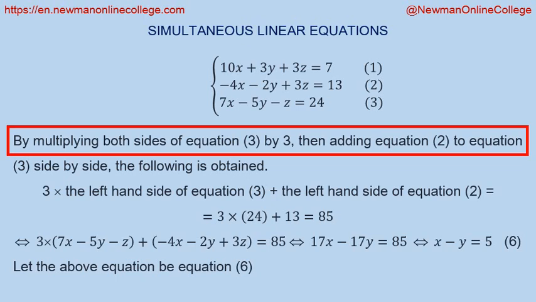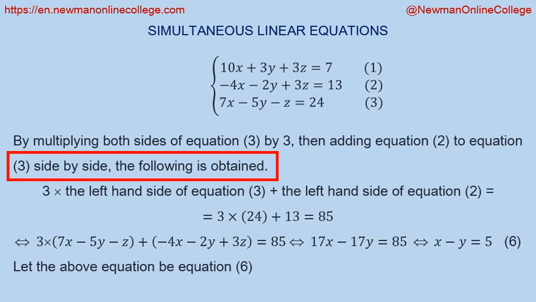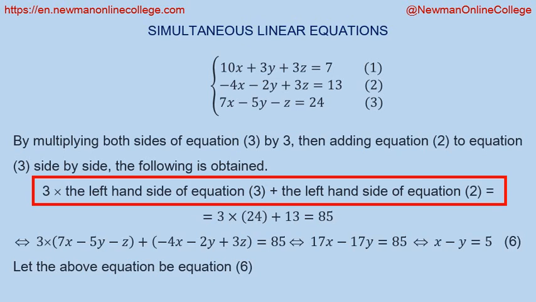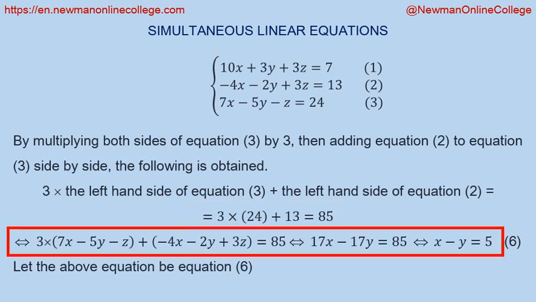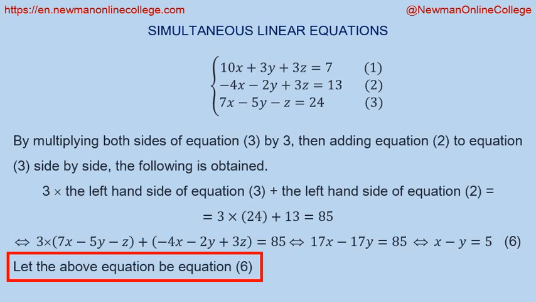By multiplying both sides of equation 3 by 3, then adding equation 2 to equation 3 side by side, the following is obtained. 3 times the left-hand side of equation 3 plus the left-hand side of equation 2 equals 3 times 24 plus 13 equals 85, which is equivalent to 3 times open bracket 7x minus 5y minus z close bracket plus open bracket negative 4x minus 2y plus 3z close bracket equals 85, which is equivalent to 17x minus 17y equals 85, which is equivalent to x minus y equals 5. Let the above equation be equation 6.